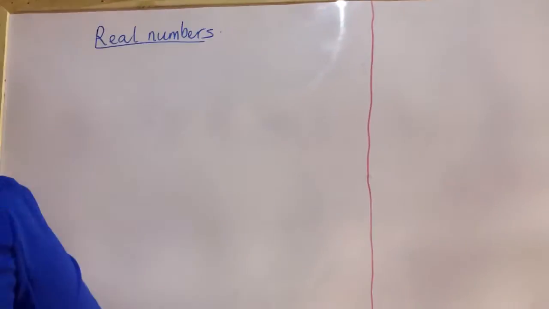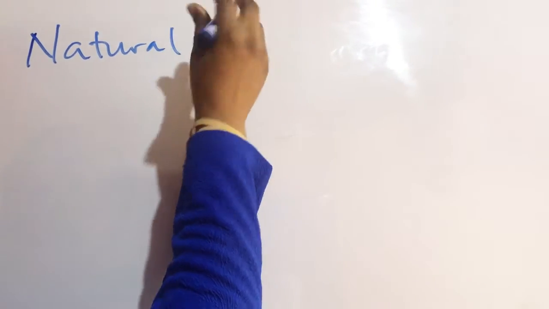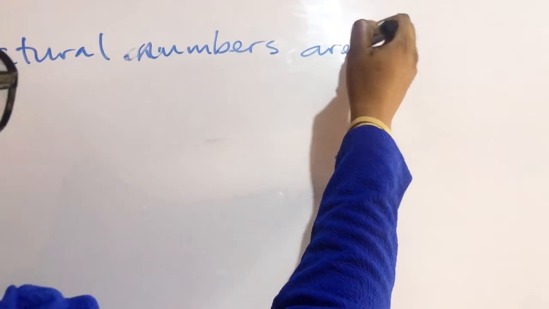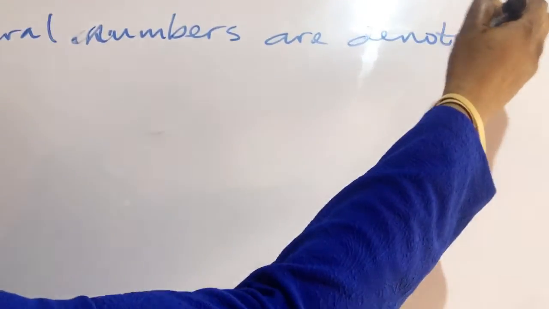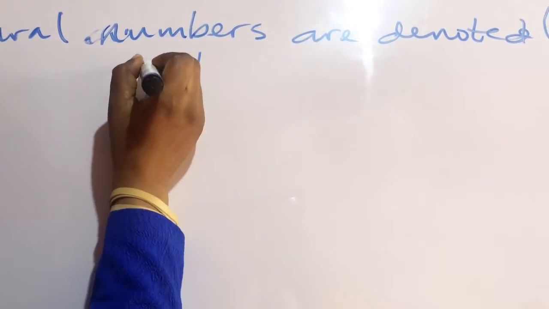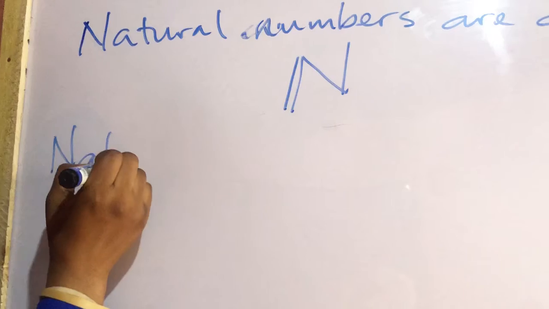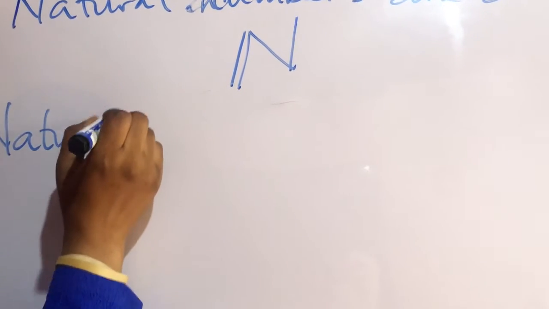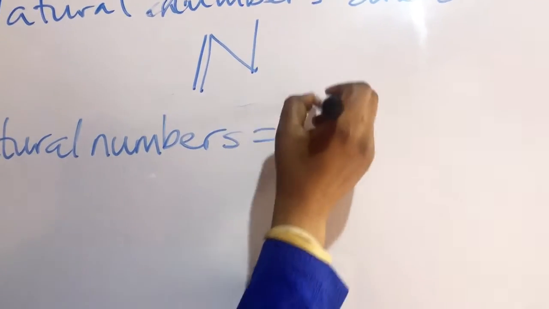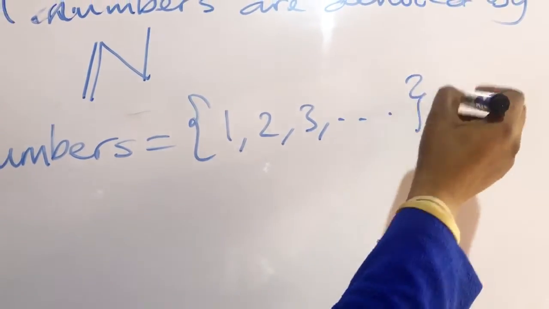These natural numbers are denoted by, just write capital N, then you put another slash here. So natural numbers is a set of counting numbers. Natural numbers equal to 1, 2, 3, 4 and so on.